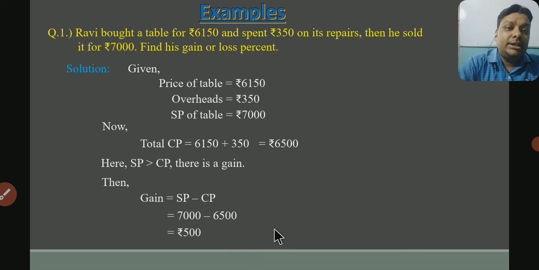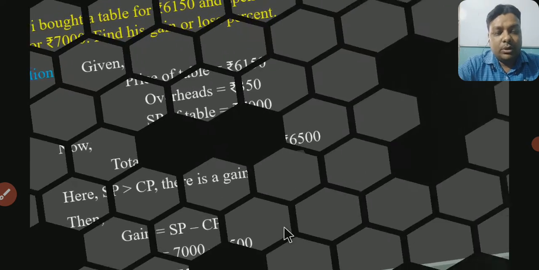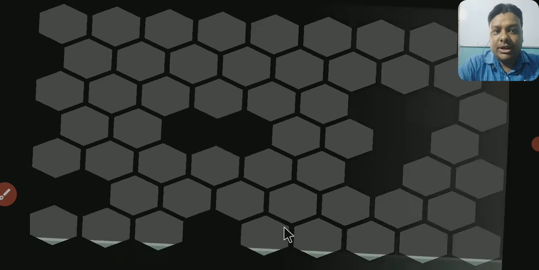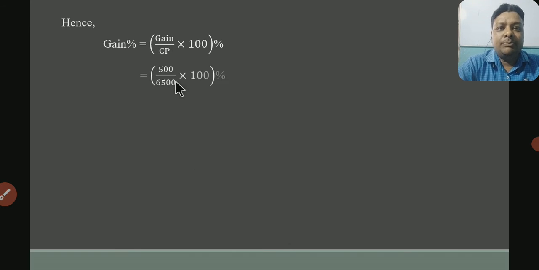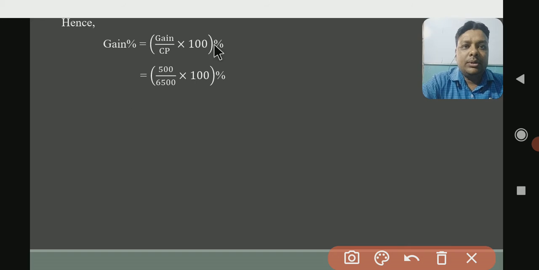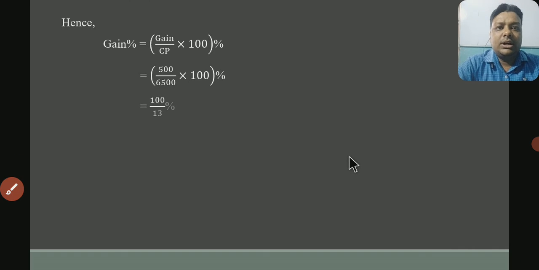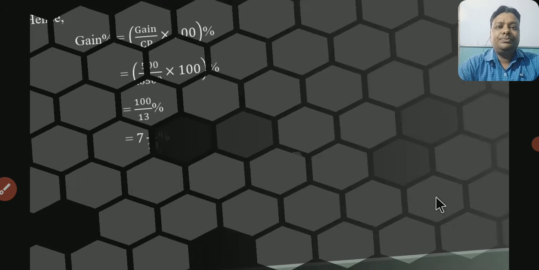Okay, now we have to find the gain in percentage. So what is the formula of the gain percentage? Already we know that gain percent equals gain by CP into 100%. Put the value: gain 500, total CP, not the previous CP, 6,500, into 100. Now 100 will cancel, 5 13 times. So 100 by 13, you can convert it into decimal or you can convert it into a fraction. So 7 9/13% will be the gain percent. So I hope that you all have understood this question. Now let's do some more questions.